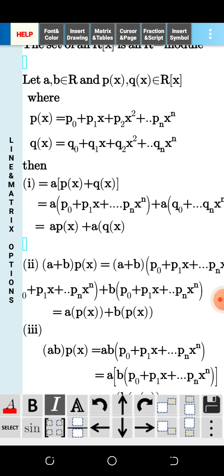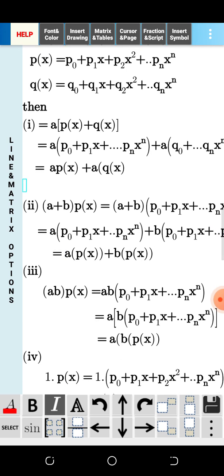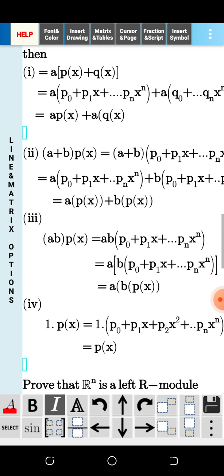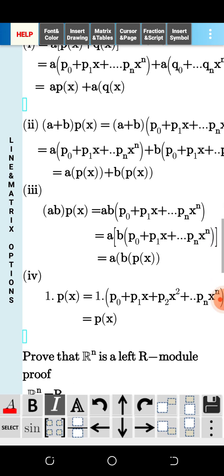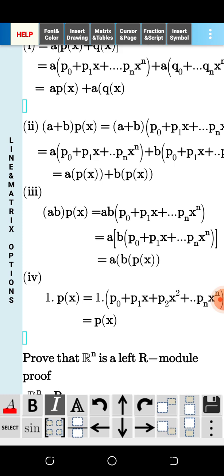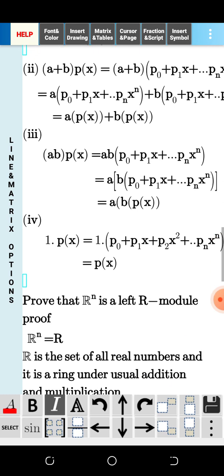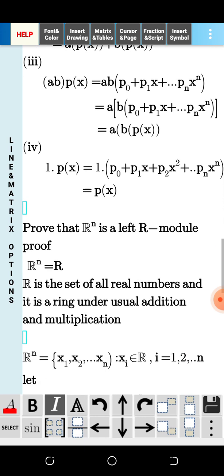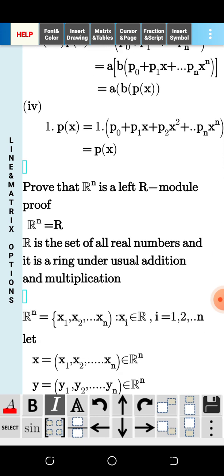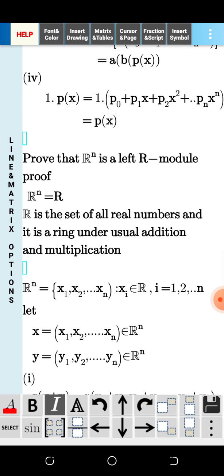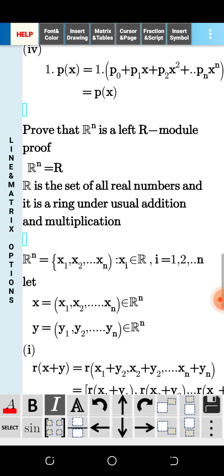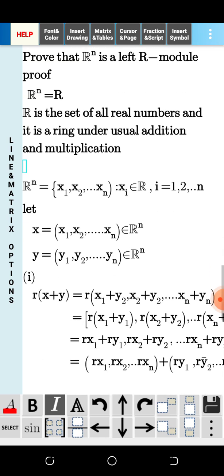So you can see axiom 1, that's ap(x) plus aq(x). Axiom 1 satisfied. Axiom 2, ap(x) plus bp(x). Axiom 2 satisfied. And axiom 3, (ab)p(x) satisfied. And since there exists an identity, it simply means that 1p(x) is equal to p(x). So that's that for that. The last one, I'll be giving to you. You show that one yourself. That's every ring R is a module over itself. So you do that one yourself.